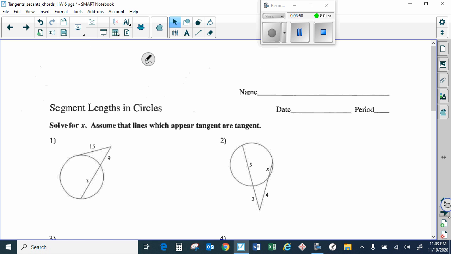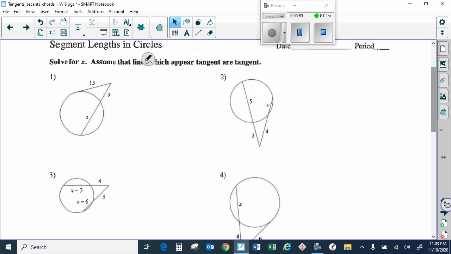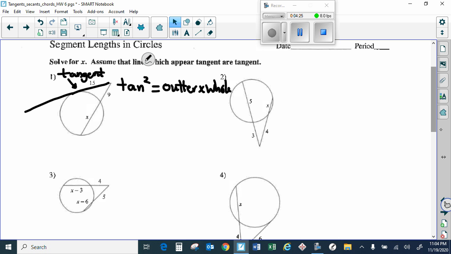Let's go to the next type, segment lengths. So those are angle measures. Now we're dealing with segment lengths. Remember, anytime we have a tangent, anything that appears to be a tangent is a tangent. A tangent only touches the circle in one spot, even if I extended it through, it would only be hitting one time. Whenever we have a tangent, it's tangent squared every time. And then every time it's a secant, it's the outer segment times the whole segment.